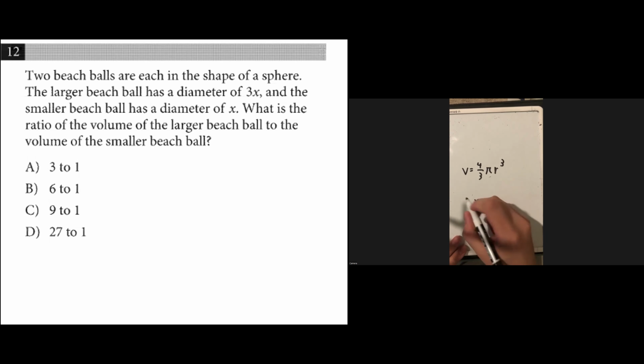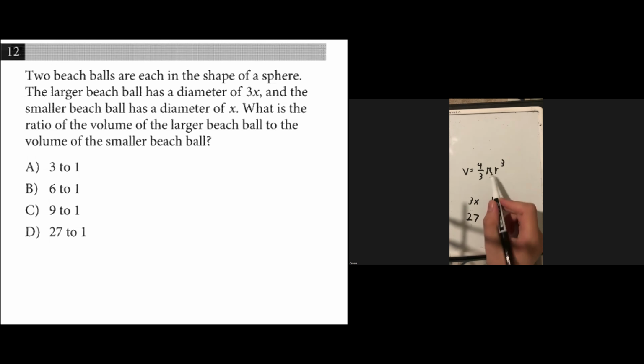So we can just use 3x and x. This won't actually give us the correct answer for the volume, but it doesn't ask us for that. It only asks us for a ratio, so we don't have to worry about that. 3 cubed is 3 times 3 is 9, times 3 is 27. And 1 cubed is just 1. So 27 to 1 is the ratio.